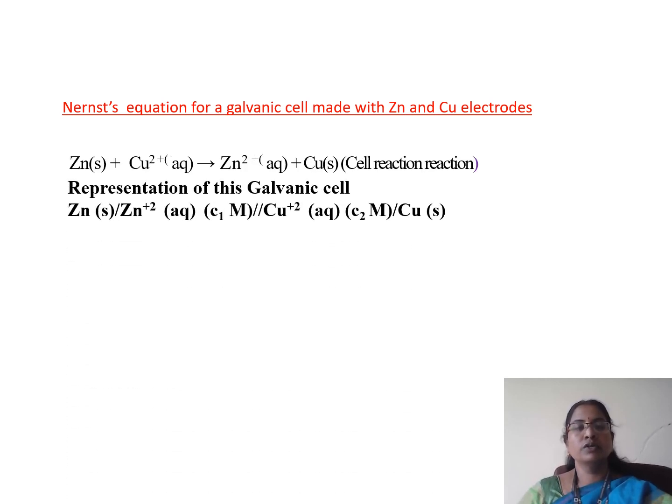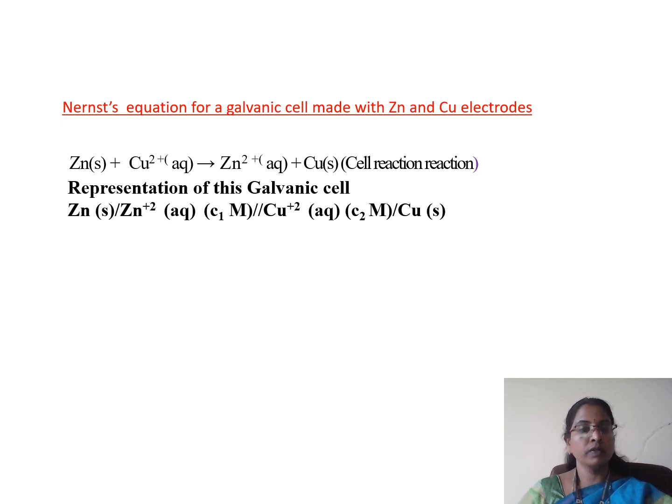So the last equation is for a galvanic cell made with zinc and copper electrodes. So this is the net cell reaction. In a galvanic cell made with zinc and copper electrodes, zinc always acts as the anode and copper acts as the cathode. How do we represent this galvanic cell in mathematical form? How can we express this galvanic cell?